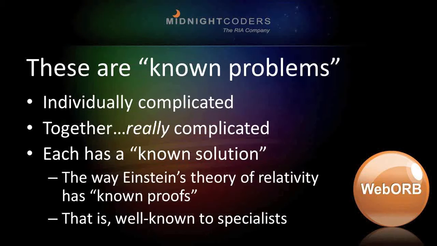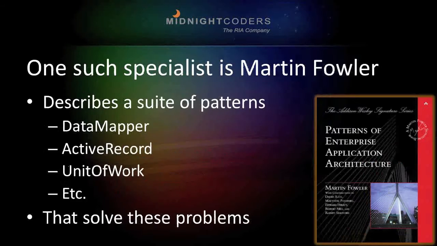Now, as I said, each of these is a well-known problem. They're individually complicated, but together they're really complicated. Each has a known solution, the way Einstein's theory of relativity has known proofs. That is, it's well known to specialists, but that doesn't necessarily mean that the average person has the interest, the wherewithal, or the time to implement them themselves. The specialists, however, can have great expertise in that narrowly defined domain.